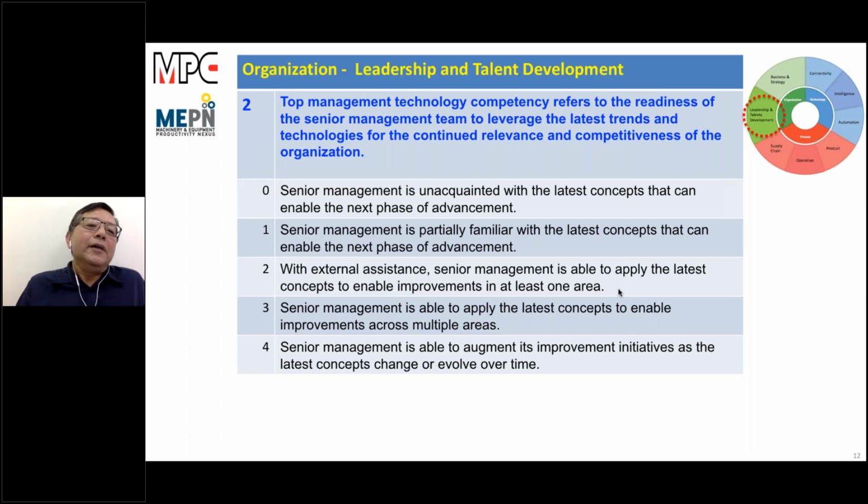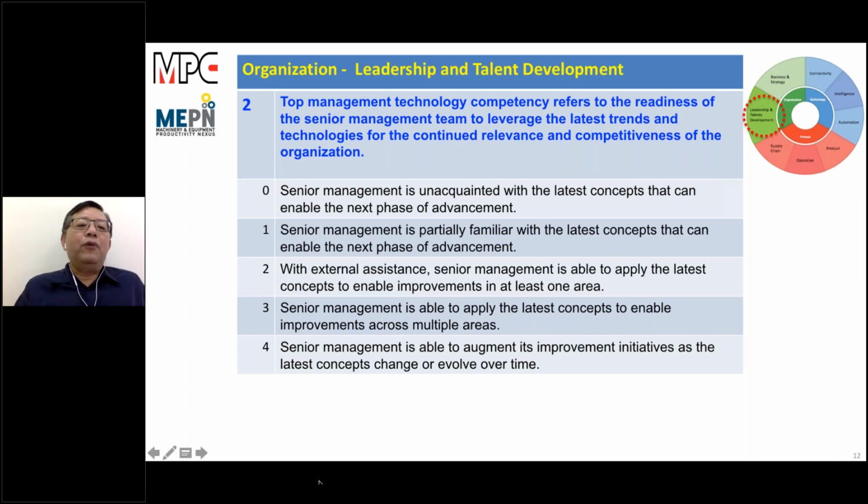Okay. Number three here, senior management is able to apply the latest concept to enable improvement across multiple areas. Means this one, they are more matured in the technology, they know how to manage the technology, and they implement most of the areas in the organization. However, it's not fully implemented for the whole organization, just most of the areas.